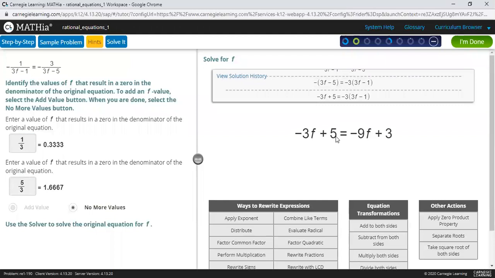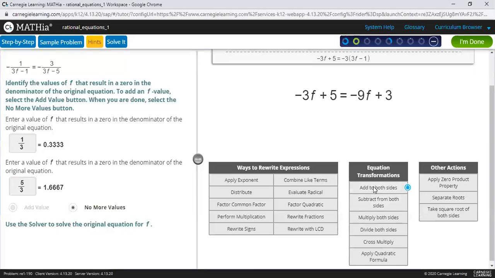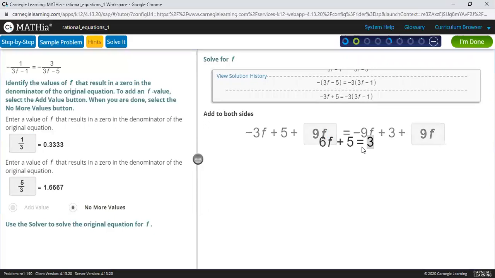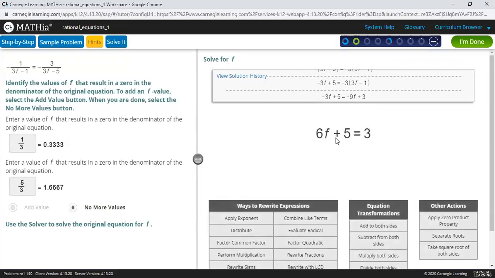Okay, and so now to finish this problem, remember there's 4 ways to do this, right? We could move each one of these terms first. Each way is correct. I'm going to move the 9f first because I know by adding that over, I'm going to end up with a positive f term. So I'm going to add 9f to both sides. And there's our positive 6f.